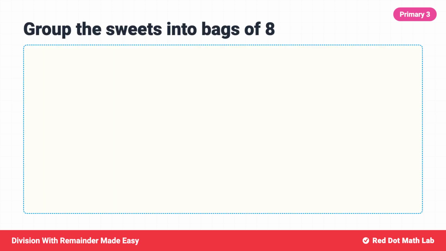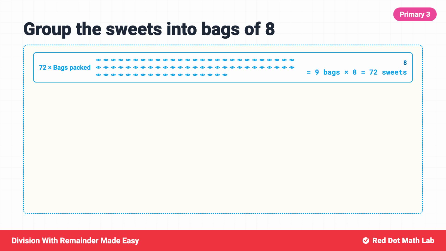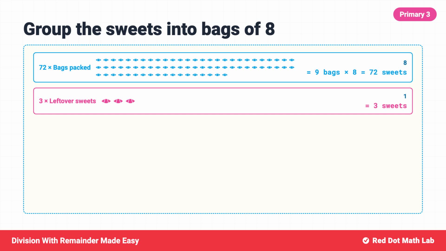Let's picture this. Imagine we are scooping the sweets into bags, 8 sweets at a time. After packing, we managed to fill 9 full bags. 9 bags, each with 8 sweets, gives us 72 sweets used up. But wait, we started with 75 sweets, so there are 3 sweets left over. These 3 sweets are not enough to fill another bag of 8, so they stay as our leftover. Nice. Now we can see the answer with our own eyes.